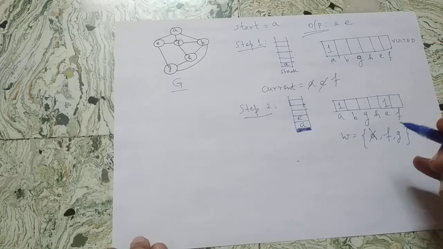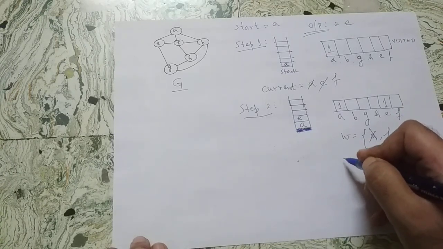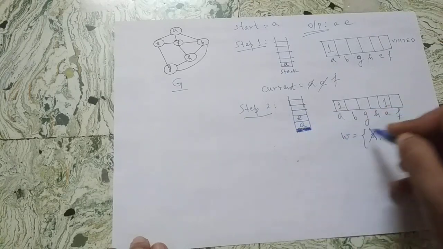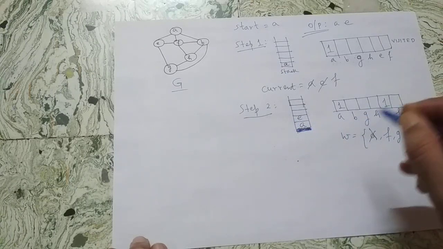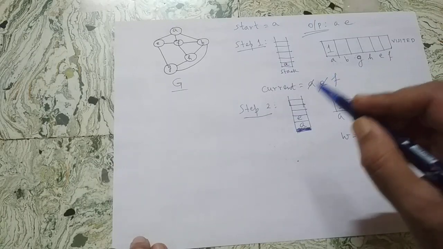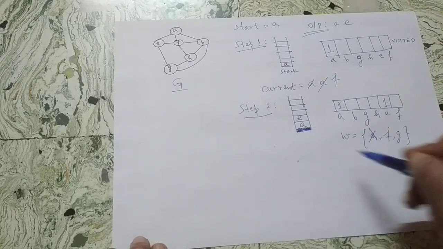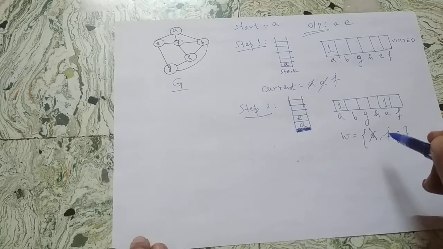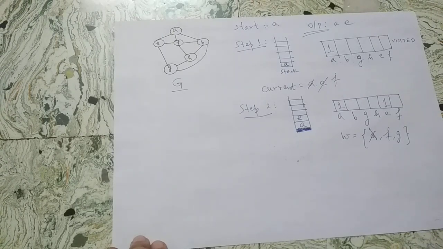I'll start exploring F. Now I'll not show the stack or the visited array separately, but remember, for every step you have to show the stack, the visited array, possibly the list of adjacent vertices, as well as your current vertex at every step from your examination perspective. Okay, please keep that in mind. And while you're taking down notes from this video, please show every step. Please pause the video from time to time and prepare every step separately. Okay, fine. Now moving on.